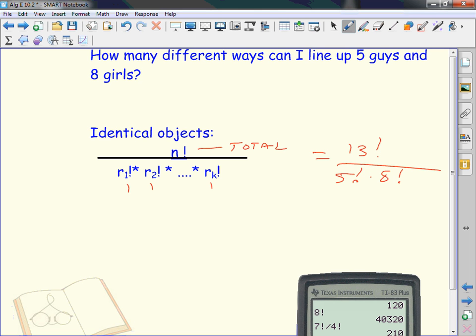It's just however many. If I said 5 guys, 8 girls, 4 dogs, 3 cats, 2 chickens, I would add up the total number of whatever I have, all over each individual one, factorial. This just means if I had k number of things, that's how many. Here I only had 2, so there is no r sub k. But if we're talking about guys, girls, and dogs, it would be r1, r2, and r3.